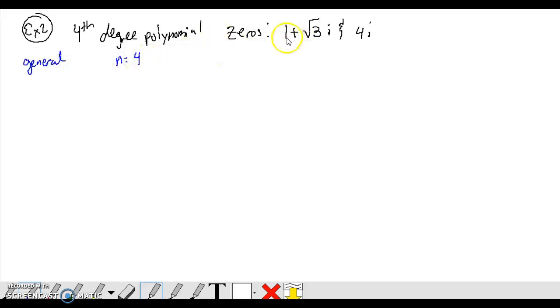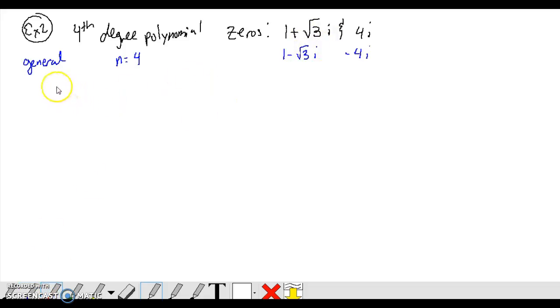My zeros are 1 plus root 3i, so that means I also have a 1 minus root 3i. If I have a 4i, I also have a negative 4i. Notice for conjugates, you're never changing the 1 in front. You're only changing what makes it become a radical, or what makes it become an imaginary number, right? So that's your plus or minus part.